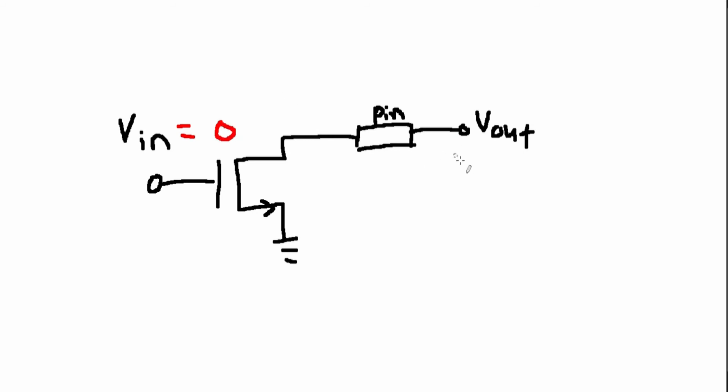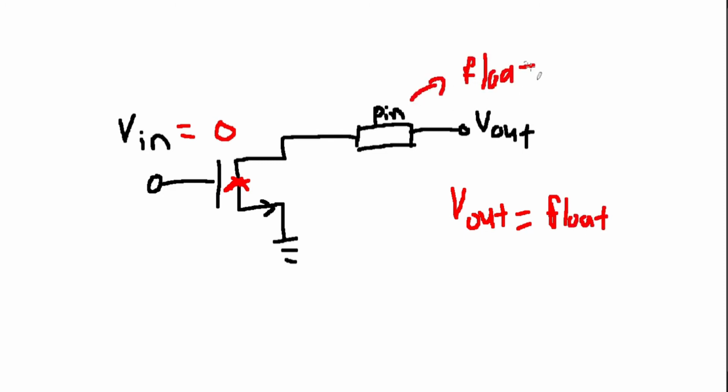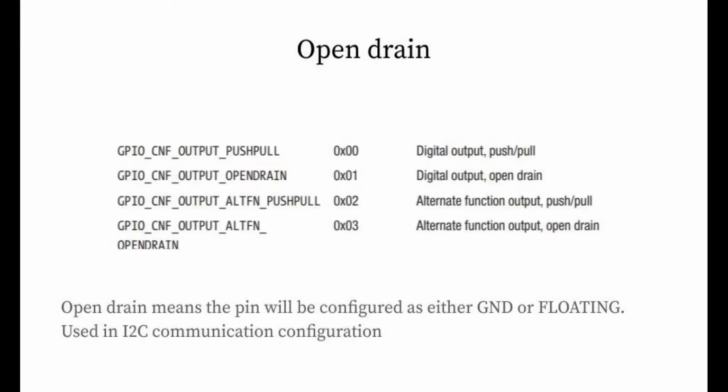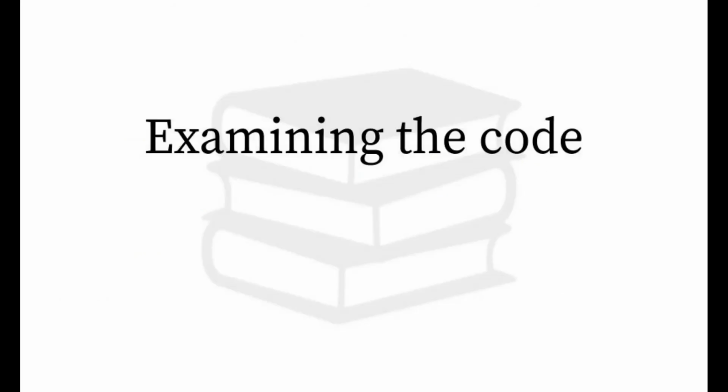Now, let's switch off the transistor and notice that now the pin is disconnected from the ground and it is essentially floating as it's disconnected. So this pin output could only be either ground or floating, and this configuration is called open drain. It is used in certain situations such as I2C communication, where the pins are pulling the data and clock wires from high to ground. Moving on, let's examine the code given.